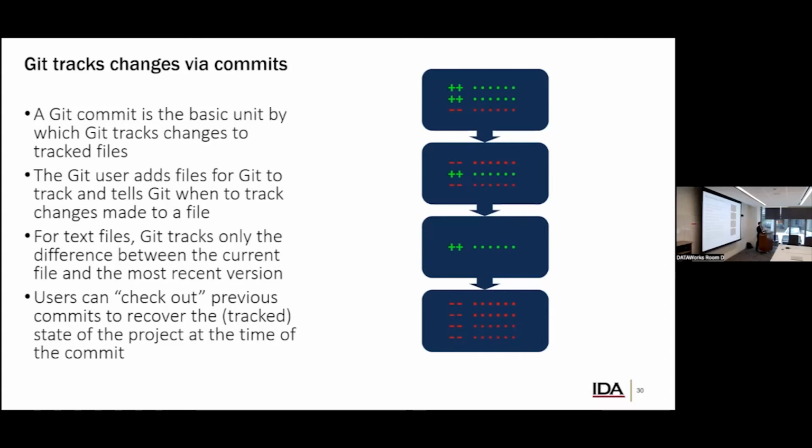So for the text files that I said are very important, Git's not actually copying the files entirely to do its tracking. Instead, what Git does is it tracks how the files changed. It tracks changes only. So it tracks the difference between that version of the file and the next commit. And if you ever want to get a previous version of those files, you're going to check out a previous commit to recover those files.